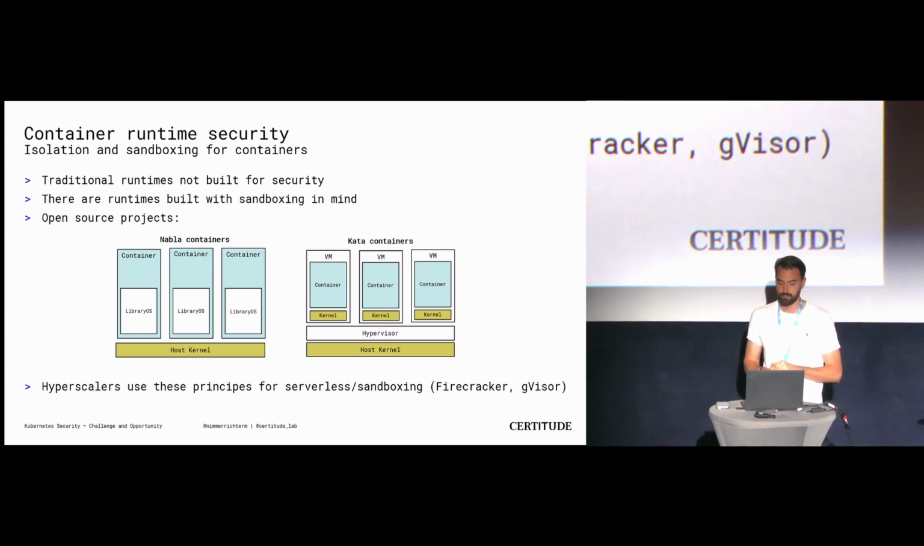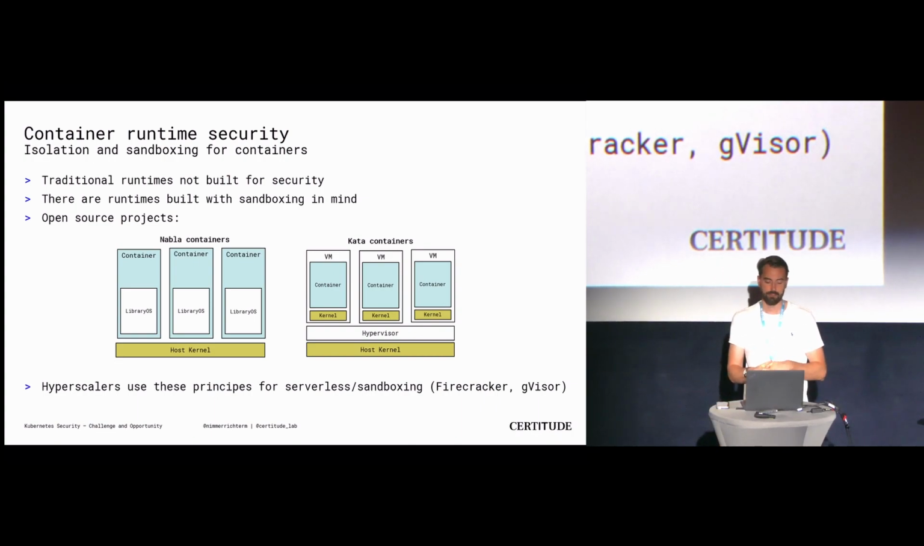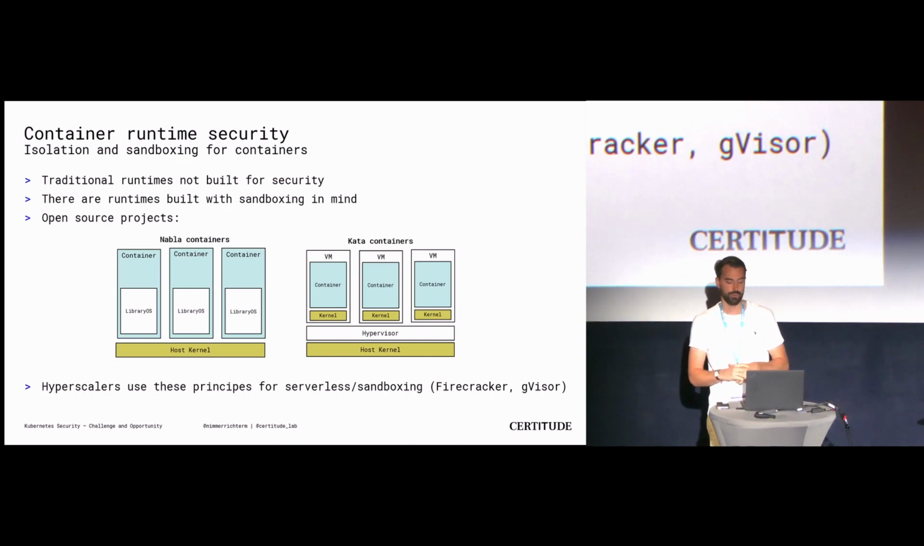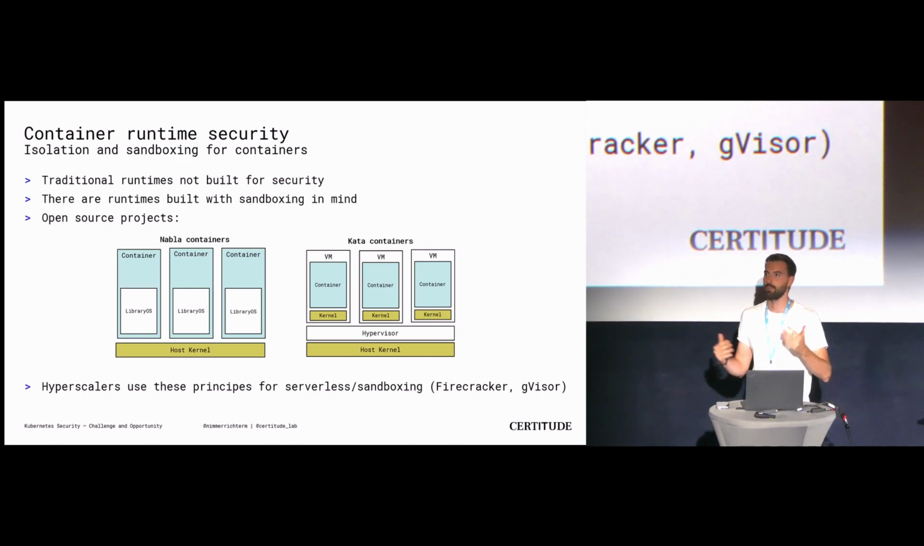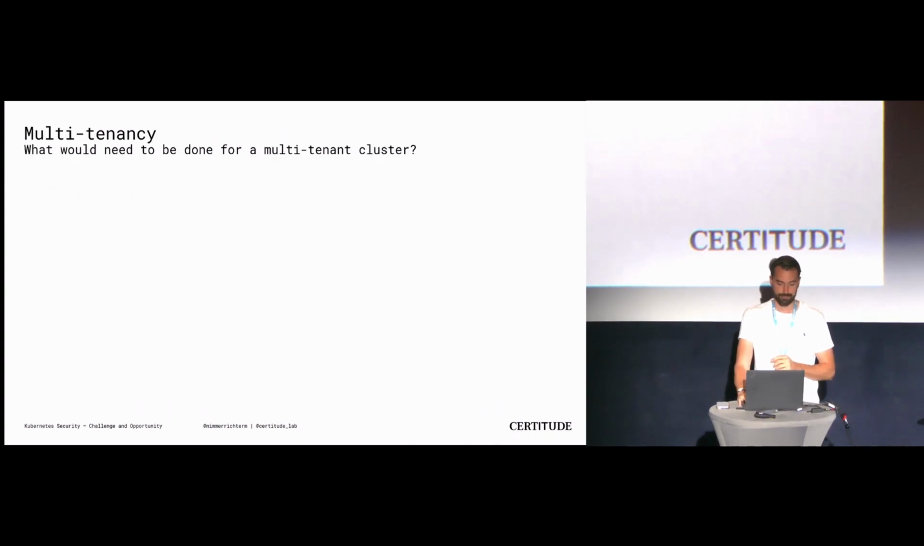And Google has gVisor, which is something similar to the Nabla containers you see on the left. They implement most parts of the system calls in user space, within the user mode process. If you do system calls, they will be inspected in terms of which parameters, and if it's dangerous, it's filtered. So these are approaches that the hyperscalers also use when they want to use shared clusters, or when they want to do multi-tenancy, hard multi-tenancy.